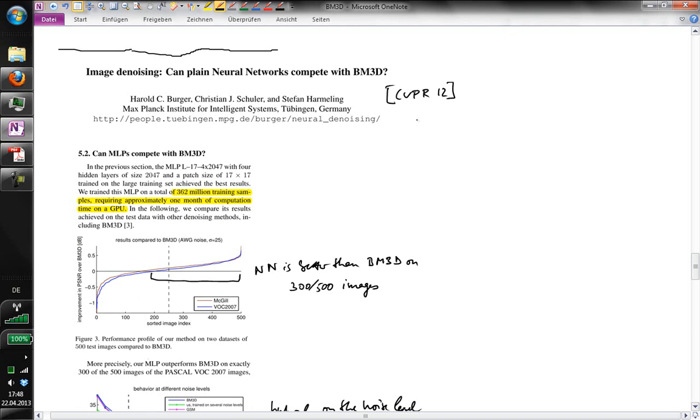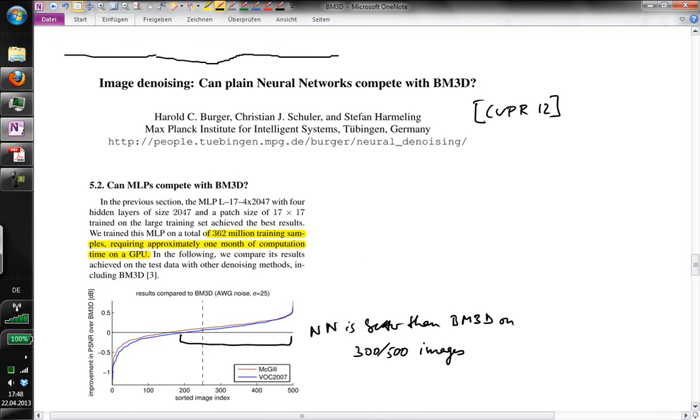These people used a neural network on 362 million training samples, spending 1 month of GPU time to train the neural network. And if they train their neural network on sigma equals 25 standard deviation, then out of 500 images, they are better than BM3D on 300 images. And it's just the training that is slow, so predictions are actually very fast.